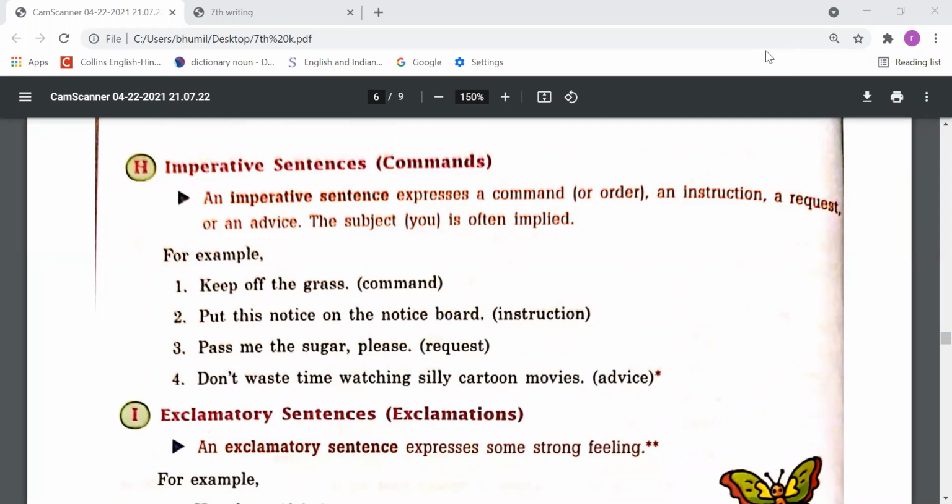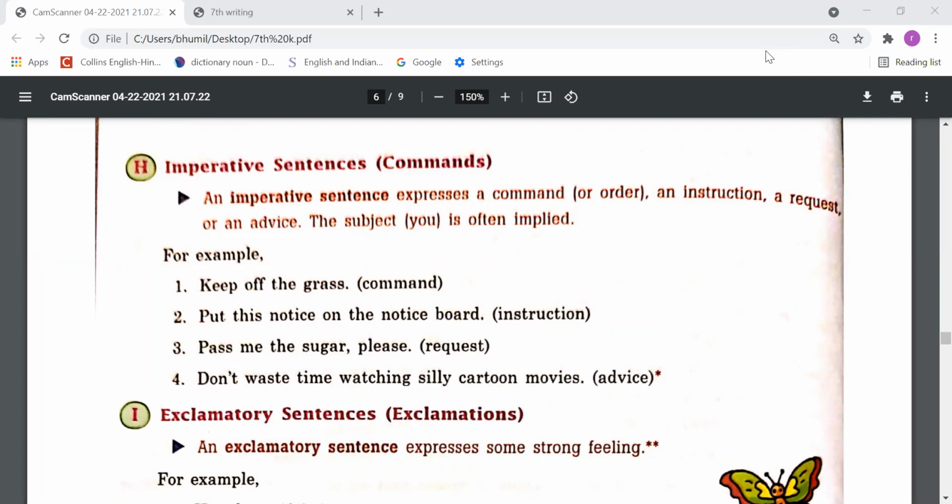Next was interrogative. In an interrogative sentence, we put a question, right? Suppose I say, "Do you play cricket?" So I have put a question in this, and suppose I say, "Where do you play cricket?" In this also, I have made a question statement. So these are called interrogative sentences.